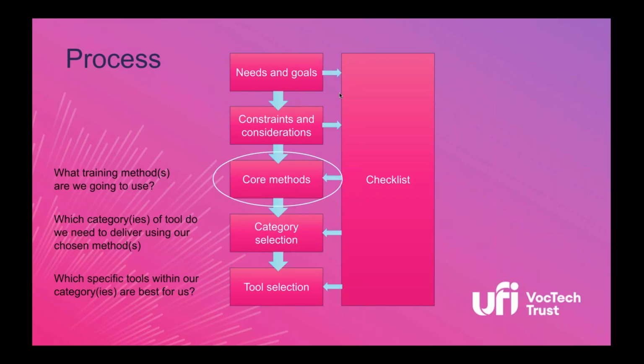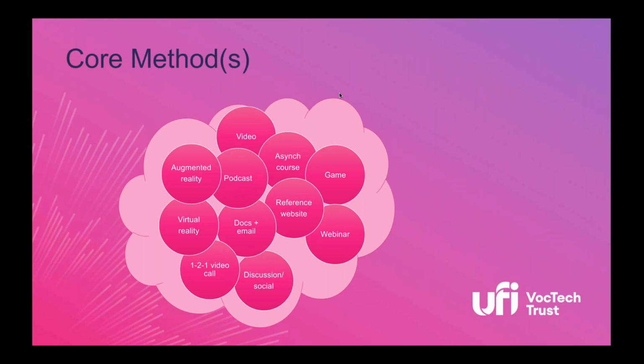So the idea is that you answer the question, what training methods are we going to use? Which category or categories of tool do we need to deliver using our chosen methods? And which specific tools within our categories are best for us? So let's talk about core methods now. You should be in some kind of position to start thinking about the main training methods you're going to use.